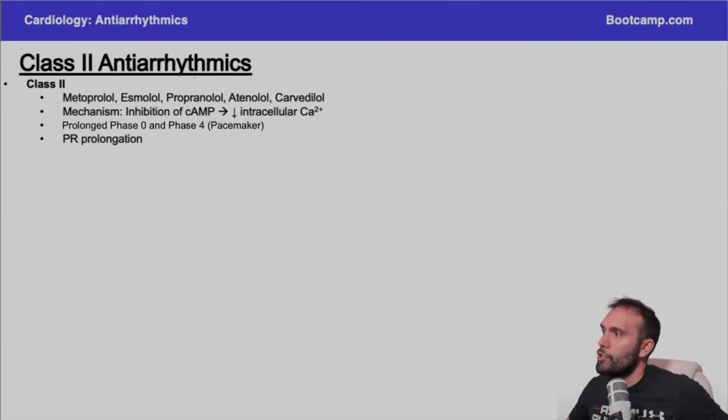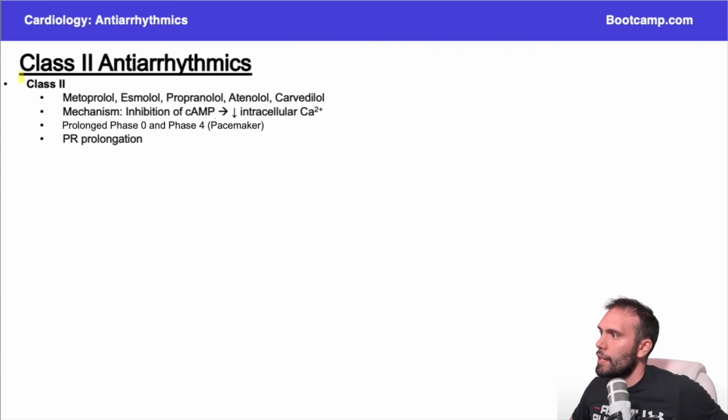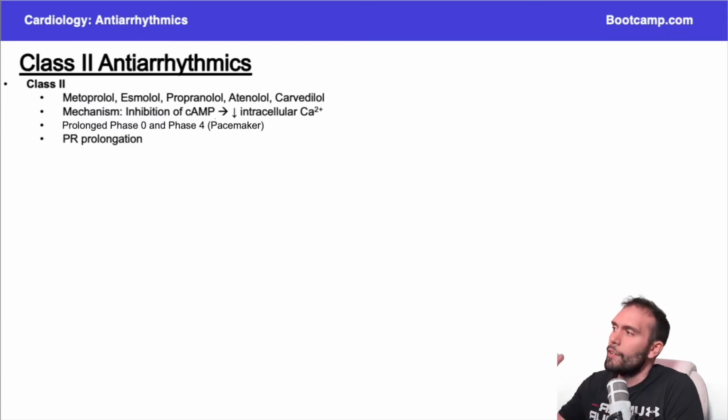Okay, so for class 2 antiarrhythmics, the big ones on here are going to be the beta blockers. I just put a bunch of them on here. I don't want to go into too much detail just for the sake of time because this is a longer video, but just remember that beta blockers are going to inhibit the cAMP cascade. So they're going to inhibit adenylate cyclase, decrease your cAMP levels, and decrease intracellular calcium concentrations. That's the bottom line, right?